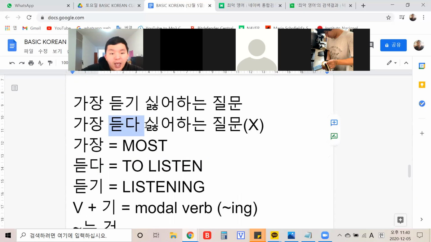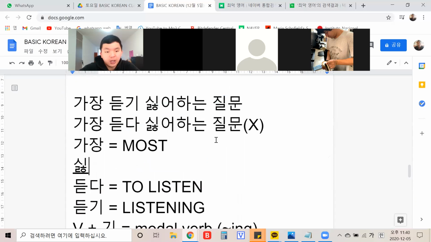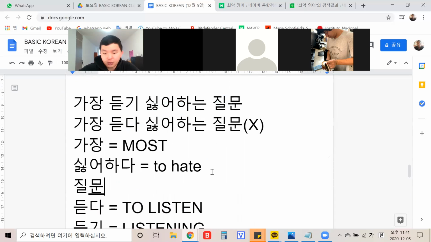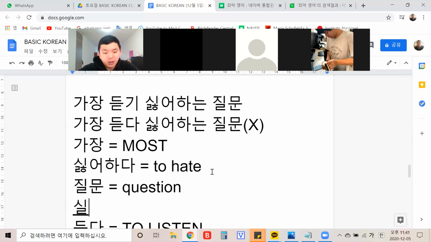Here 싫어하는 질문 is from the verb 싫어하다, which means to hate. So 싫어하는, and 질문 means question. The conjugation works this way: 싫어하다 plus 질문. This is another grammar, which is the adjective with a noun, using here 는, 싫어하는 질문. Also, if we have a chance, we're going to deal with this one.